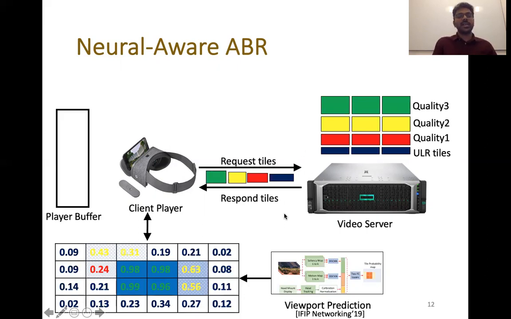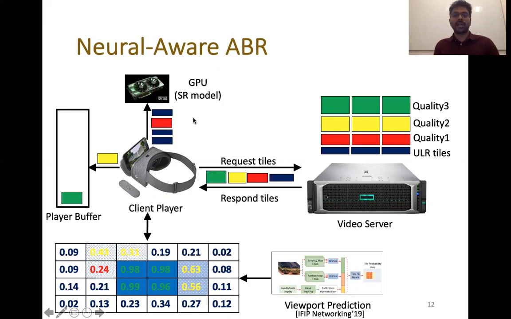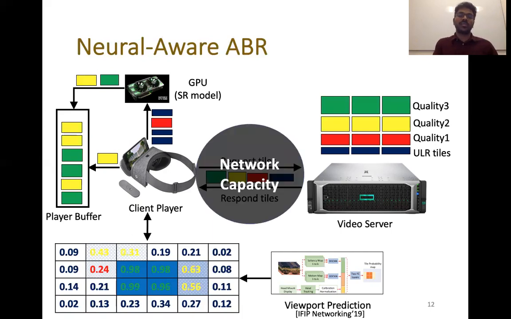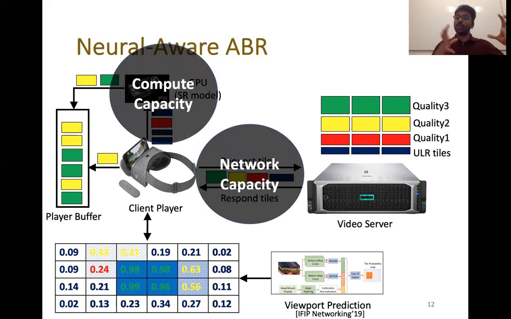Once the client receives these tiles, it sends the high resolution tiles to the player buffer for the further playback, while sending the ultra low resolution content or the low resolution content to the GPU for further quality enhancement using the super resolution model. Once the tile qualities are enhanced, they are put back to the player buffer for further playback. So effectively, we achieve this overall high quality by using the combination of this network capacity and this new compute capacity.